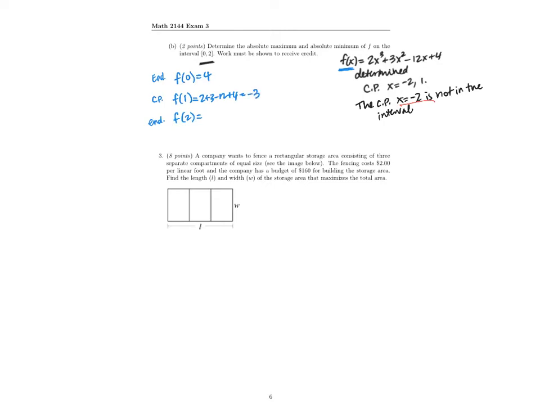And then f of 2, well, I'll have 2 times 8, which is 16, plus 3 times 4, which is 12, minus 12 times 2, which is 24, and then plus 4. Okay, so what does that give me? 16, 20, 32 minus 24. So we get 8.